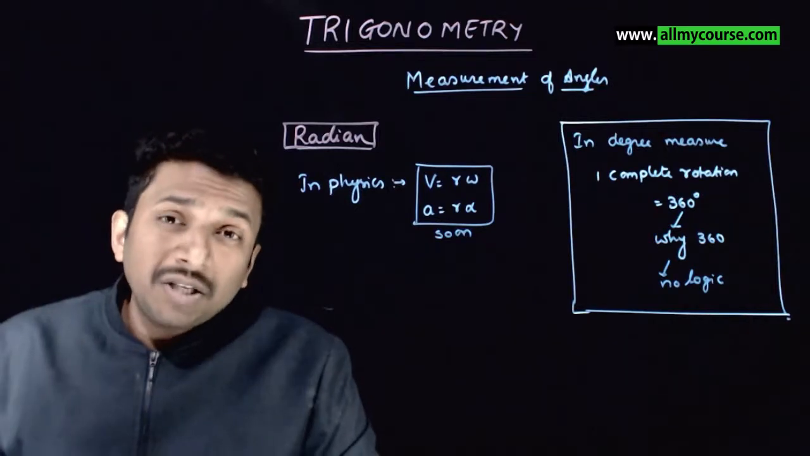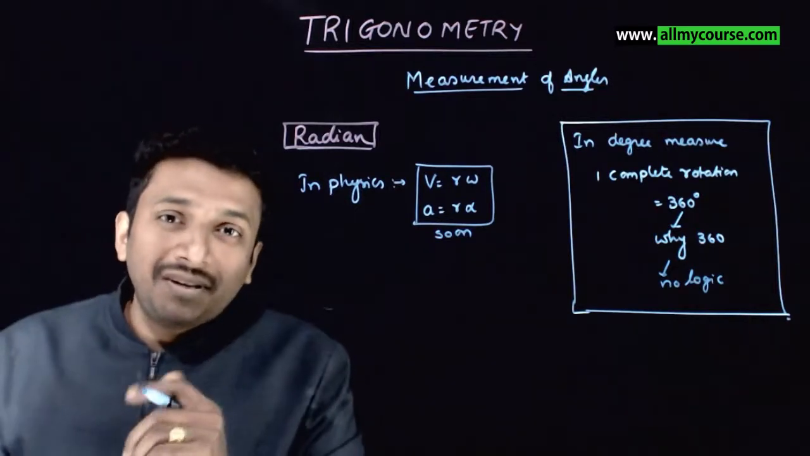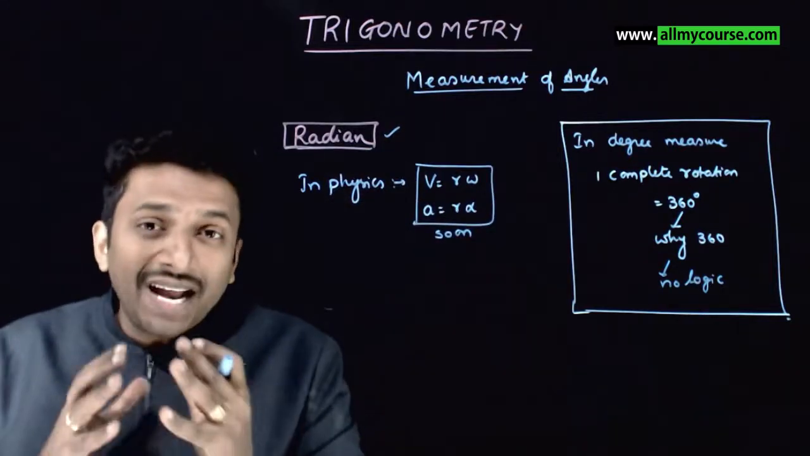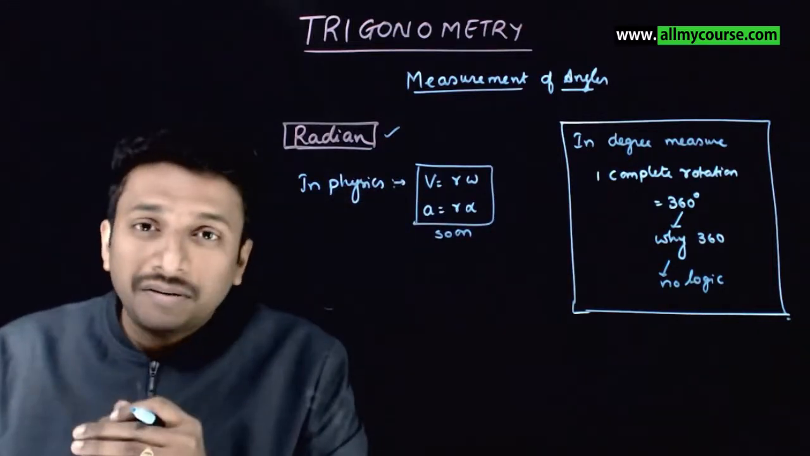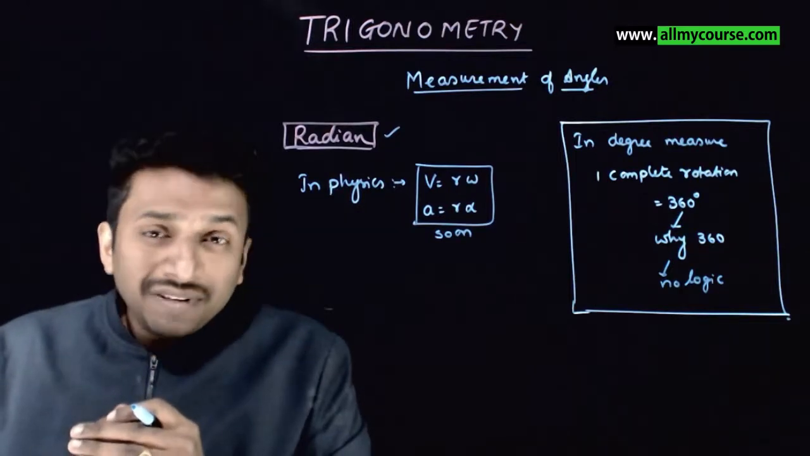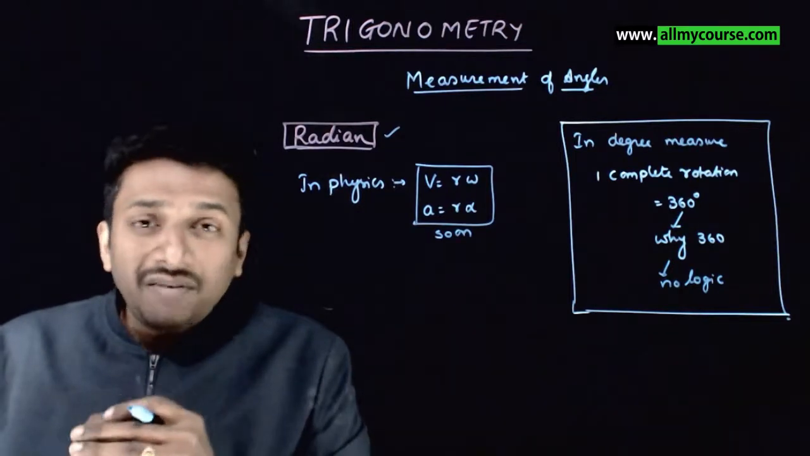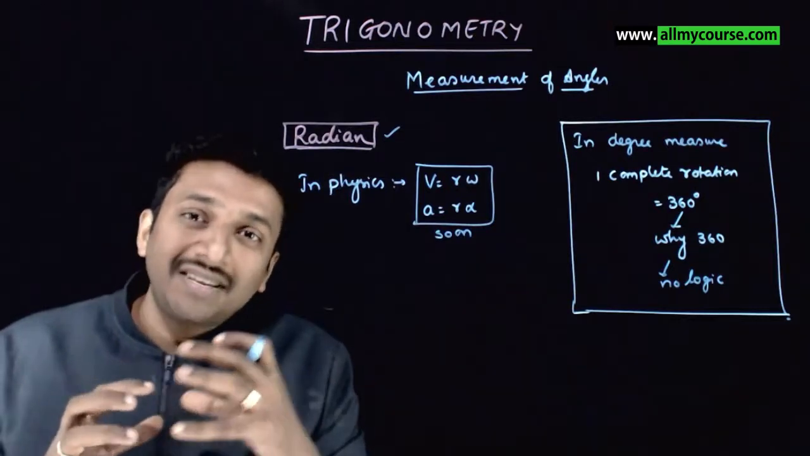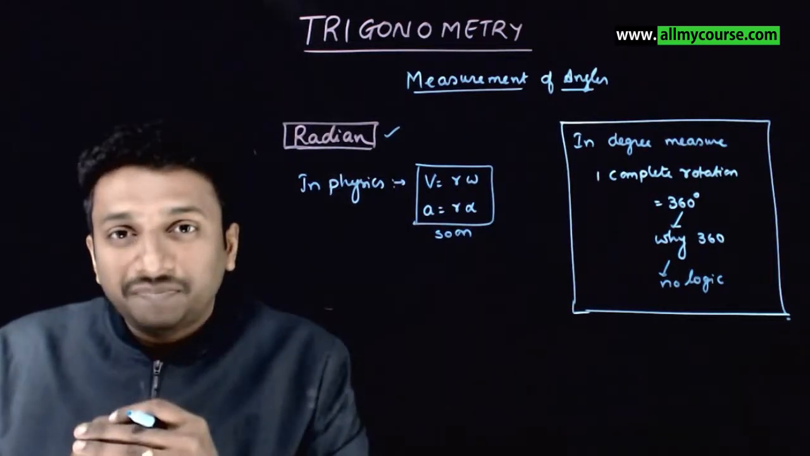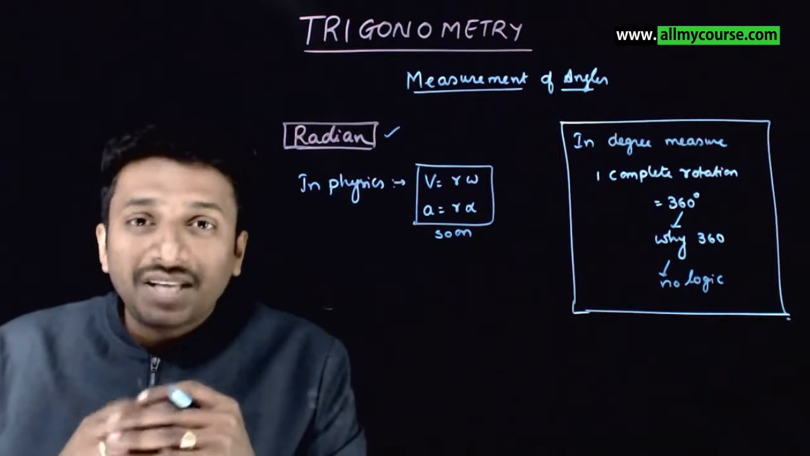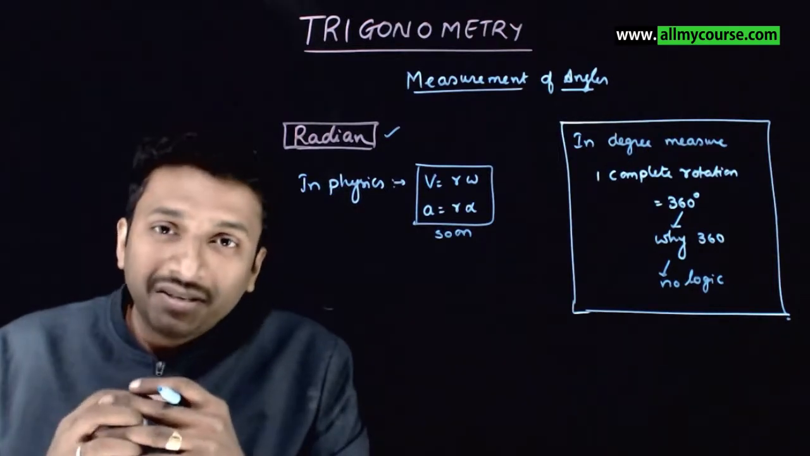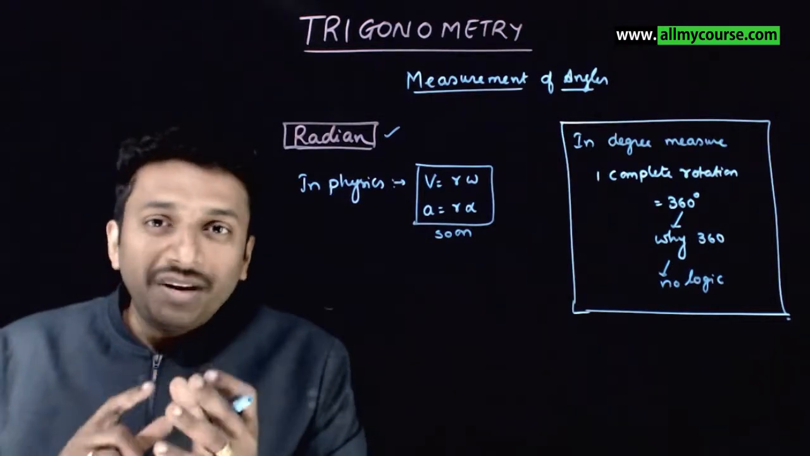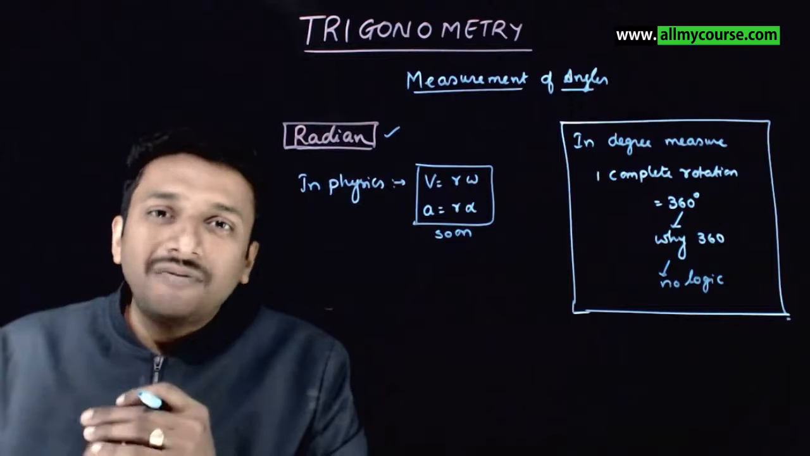So now let us look at a very interesting unit of measurement of angle, which is a radian. To understand the radian, let us look at some background. In physics, scientists have observed that there is a relation between the linear quantities and angular quantities. If you go to the chapter of circular motion or rotational mechanics, you'll see that all the angular quantities will be related to linear quantities by certain formulas.